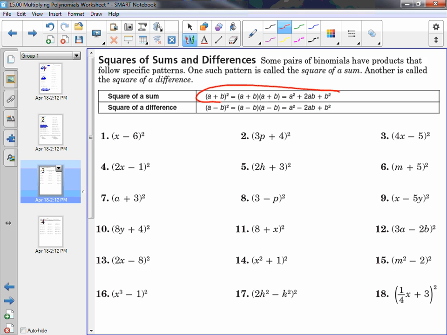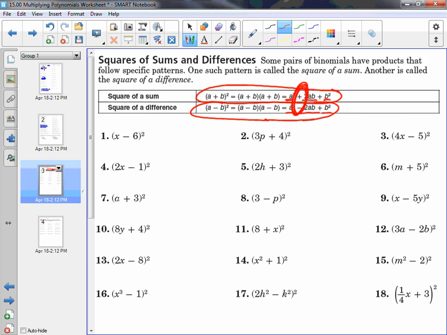Look at this one. If it's a plus sign between the 2 terms, your answer turns out to be the first term squared plus 2 times the first term times the second term plus the second term squared. And if it's a minus sign between the 2 terms, look what your answer turns out to be. The first term squared, this time it's minus 2 times the first term times the second term plus the second term squared. Those two answers are identical except right there.